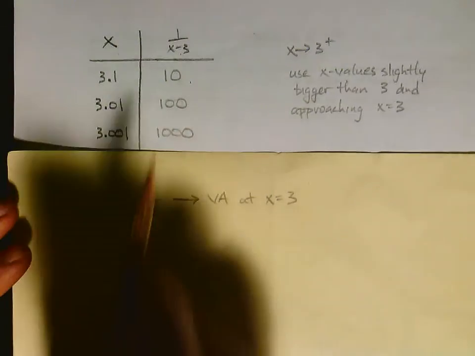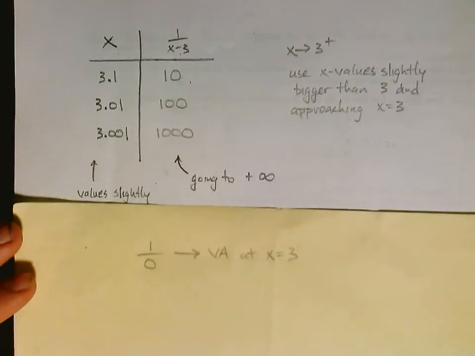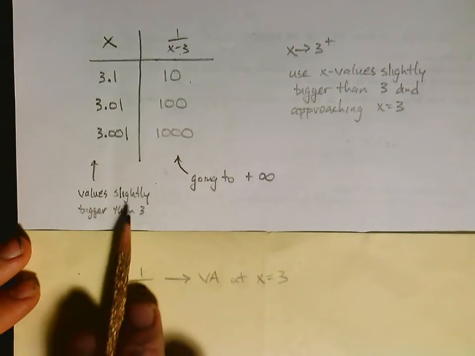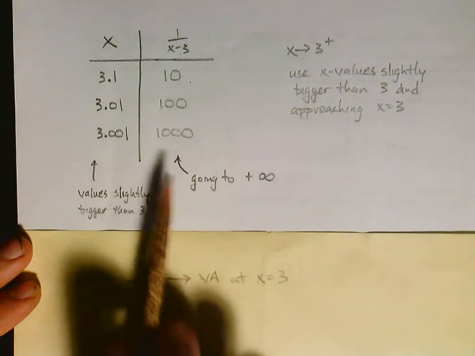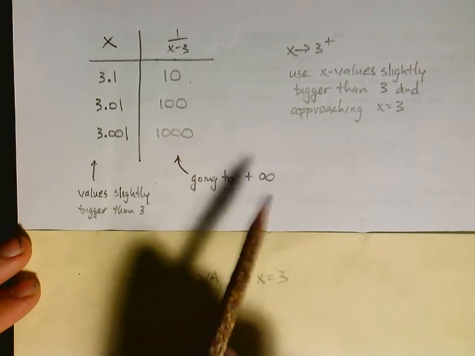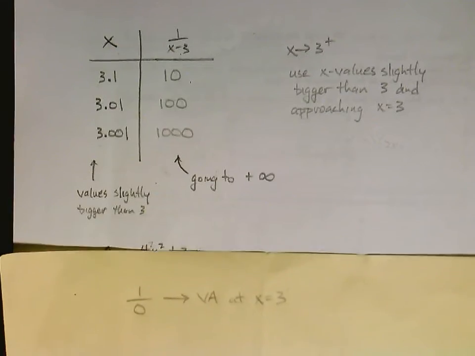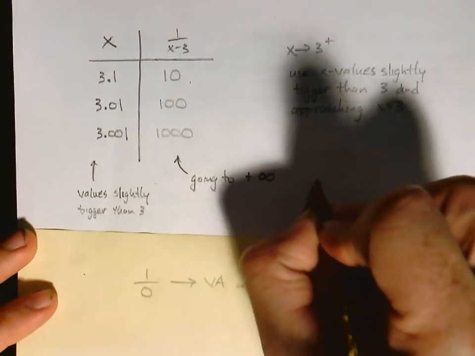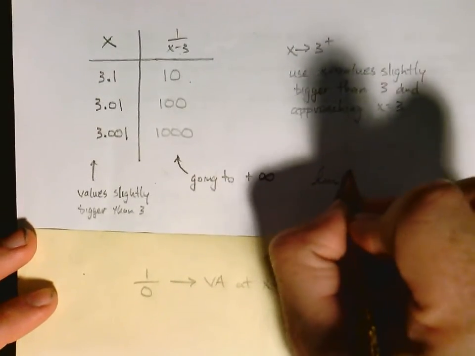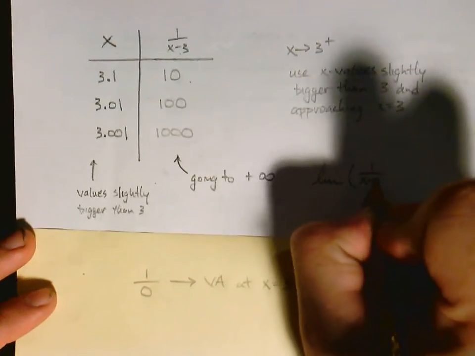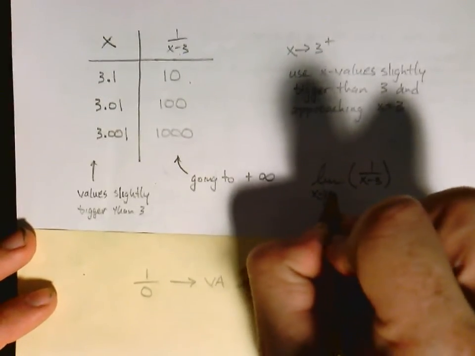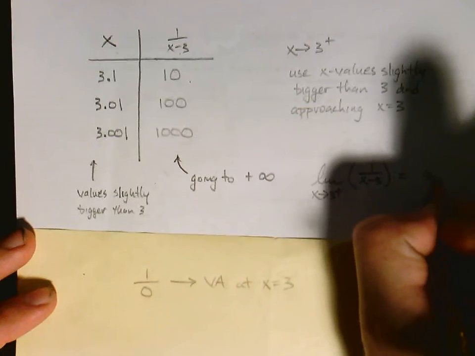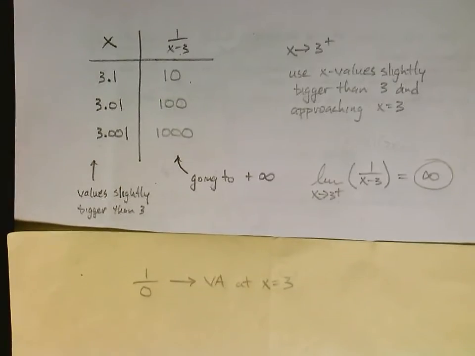Well, of course, the answer here, these are getting bigger. That's going to positive infinity. So the value is slightly bigger than 3, approaching 3. And we can tell, yep, these are getting larger and larger. So to answer the question, I'll put it out here. The limit of 1 over x minus 3 as x approaches 3 from the right is equal to positive infinity.